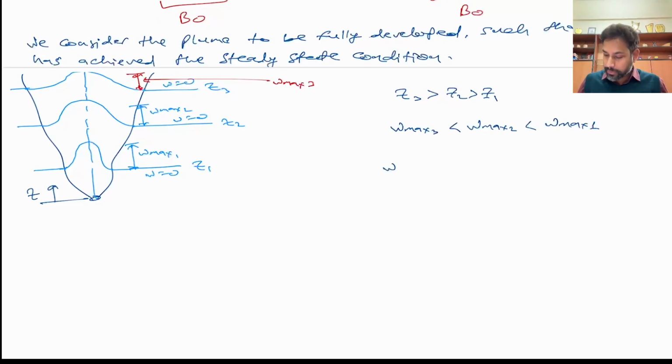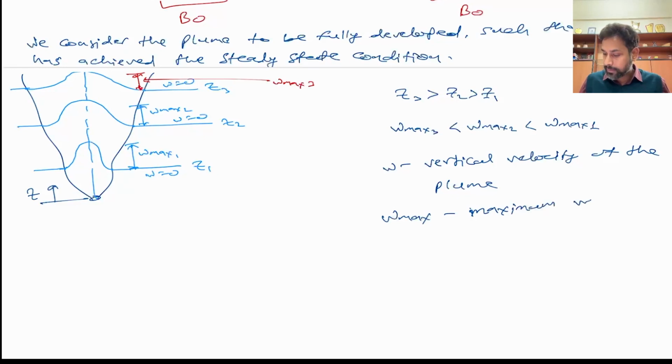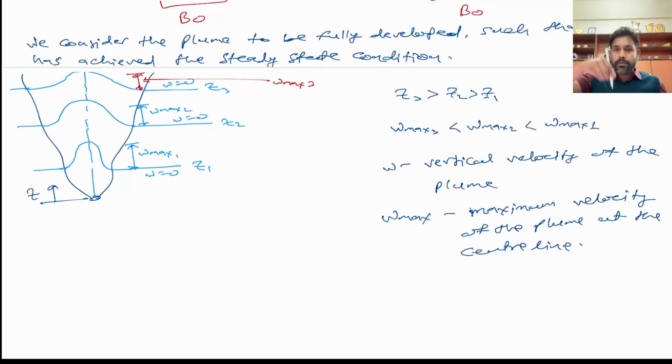What is W? W is the vertical velocity of the plume, and W max is the maximum velocity of the plume at the center line, right? So at the center middle of the plume, the velocity is maximum, but as you go away from the center line, the velocity obviously decreases, right?